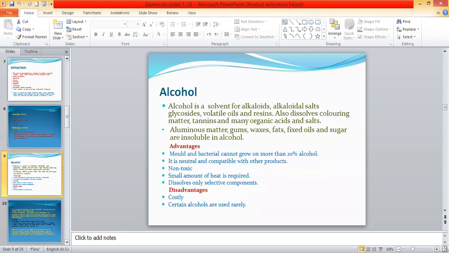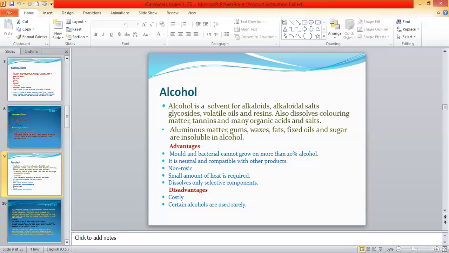Alcohol is a solvent of choice for alkaloids, alkaloidal salts, glycosides, volatile oils, and resins. They dissolve coloring matter, tannins, and many organic acids and salts. Albuminous matter, gums, waxes, fats, fixed oils, and sugars are insoluble in alcohol.